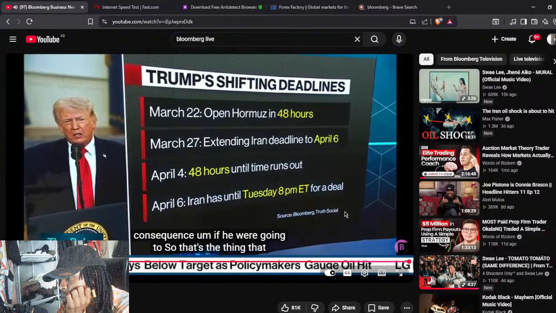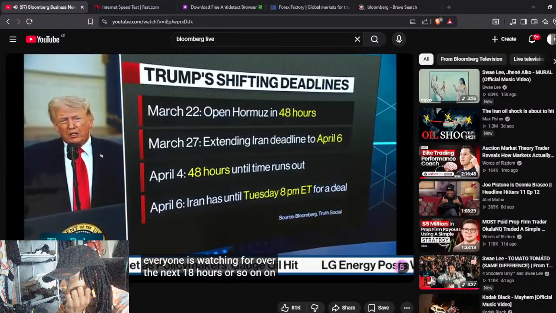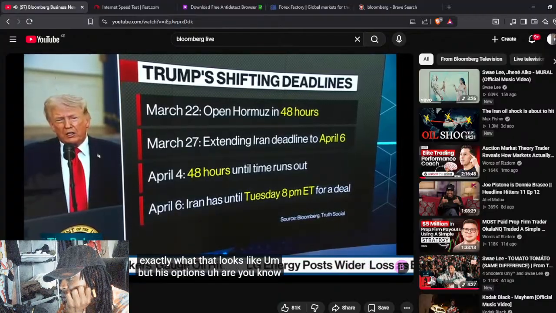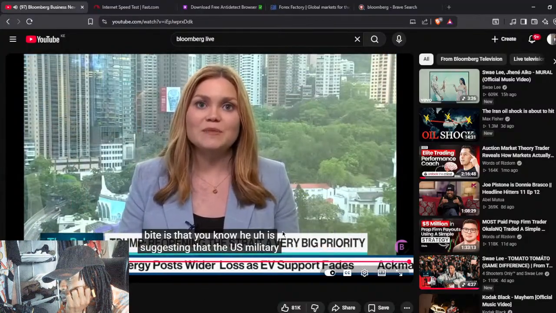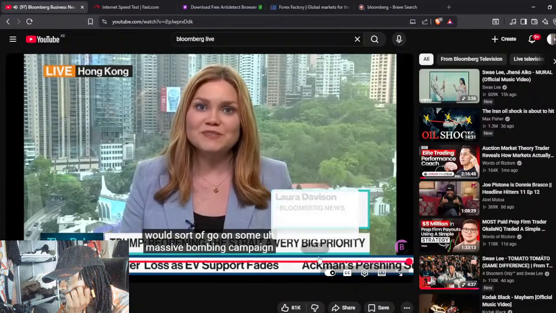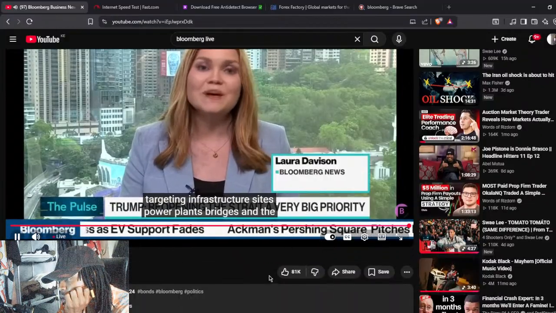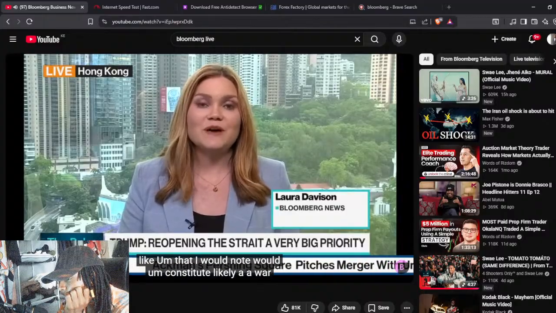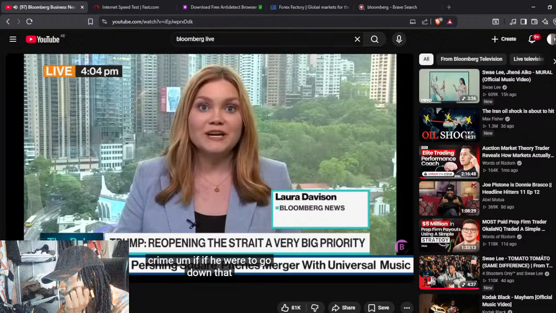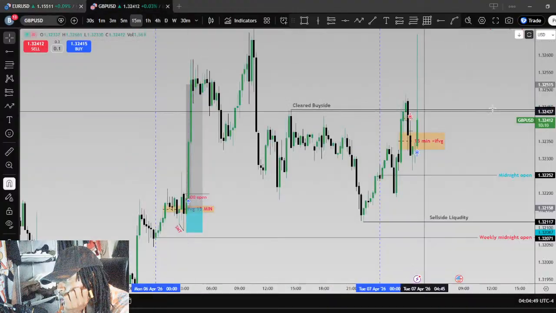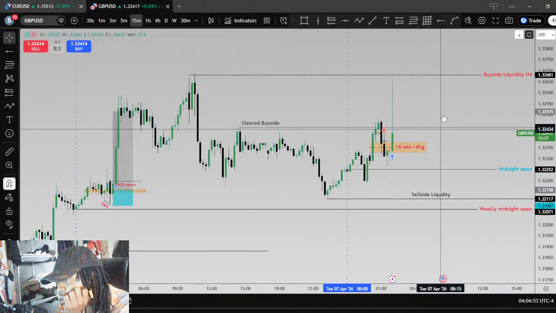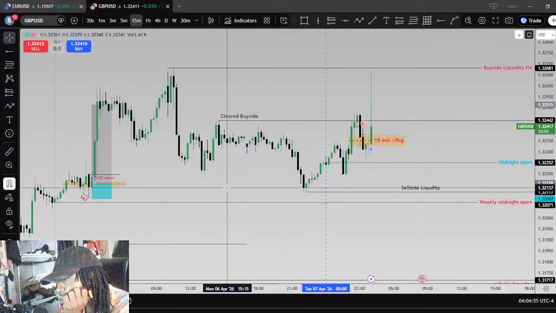Is that he is suggesting that the U.S. military would sort of go on some massive bombing campaign targeting infrastructure sites, power plants, bridges, and the like. That I would note would constitute likely a war crime if he were to go down that road. But Trump has said he's not concerned about that, and that's not really constraining him. It's also possible he does something far less than that, whether that be a handful of targeted bombings, or maybe suggest that talks with Iran are going well, and he's going to hold off for now. But really, this is a whole waterfront of options for Trump. But the ball is really in his court. It's unlikely there's going to be any meaningful peace deal that is arranged in the next, less than a day or so. But this is again a deadline Trump has set, and Trump can move.